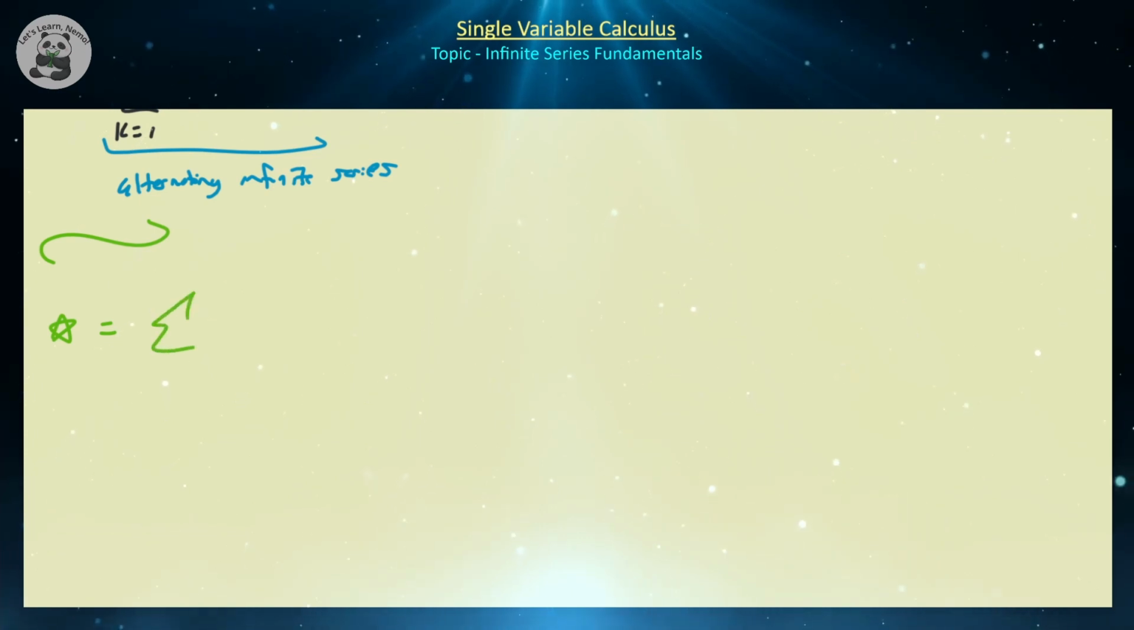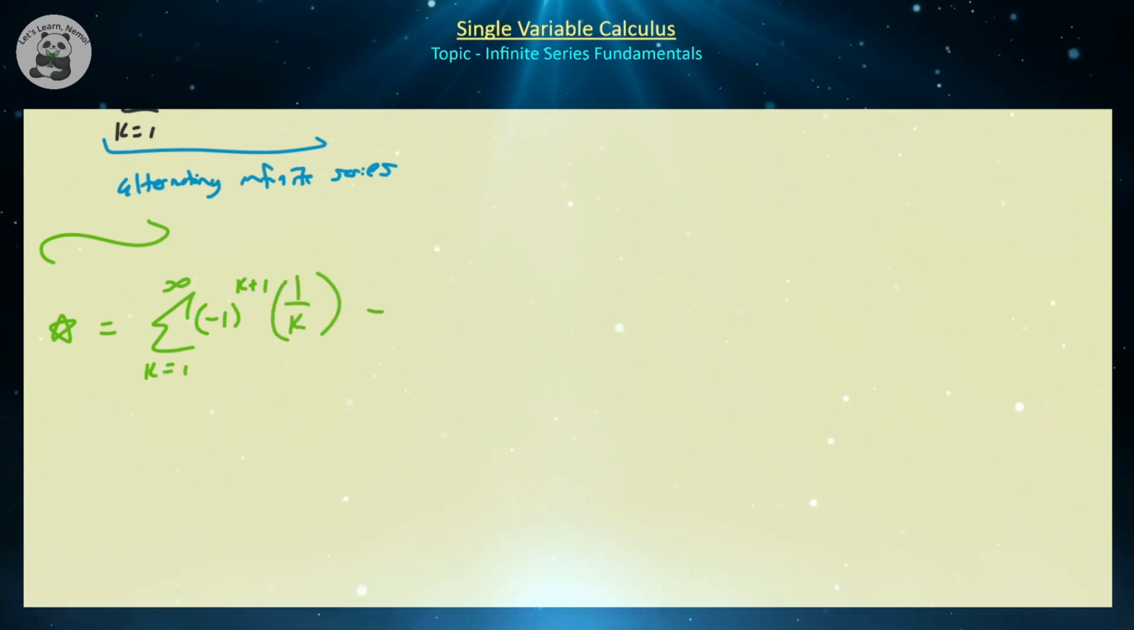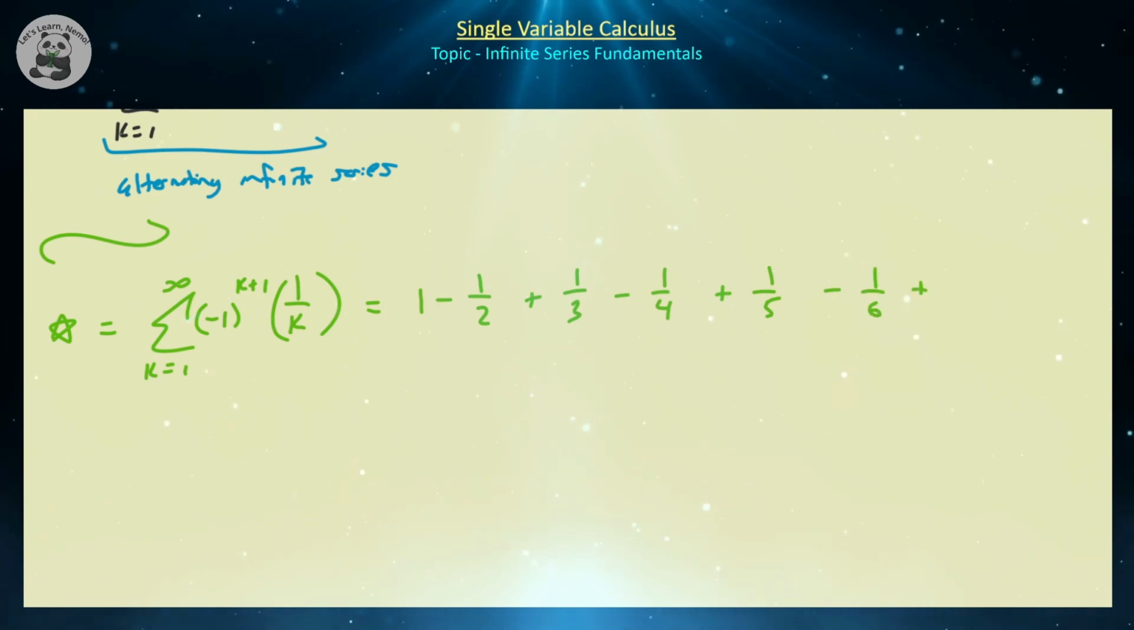So let's consider this series from 1 to infinity of negative 1 to the k plus 1 of 1 over k, and let's look at the expanded representation. So 1 minus 1/2 plus 1/3 minus 1/4 plus 1/5 minus 1/6 plus minus, and so on.